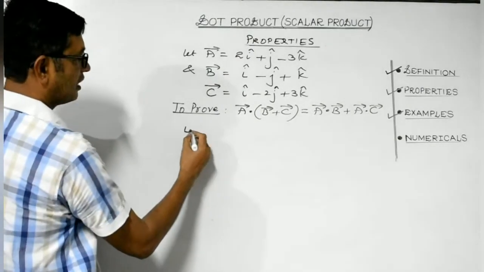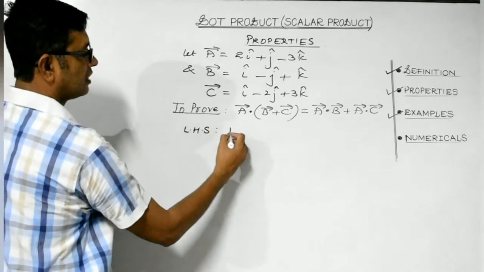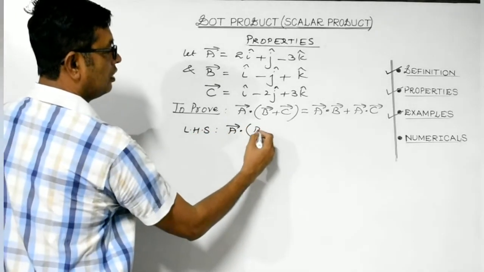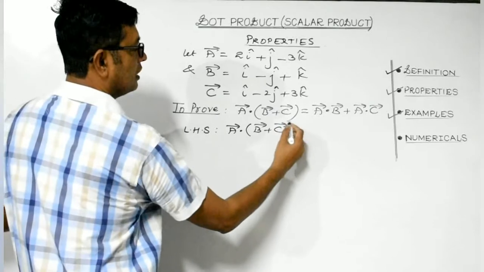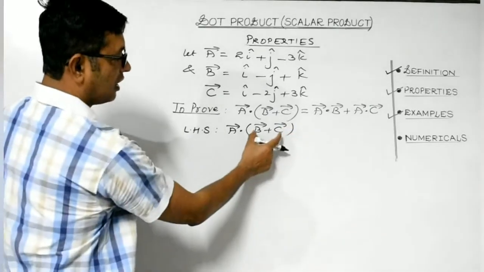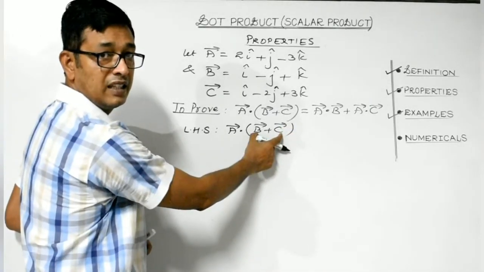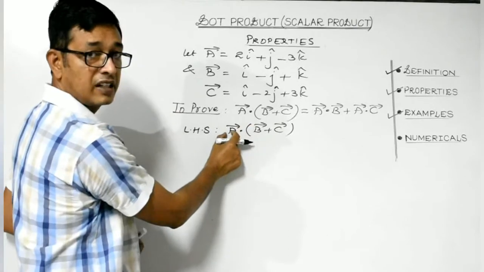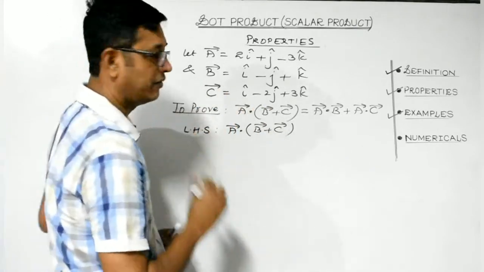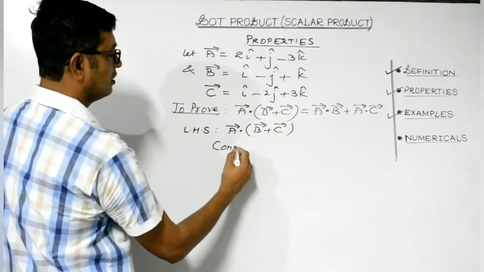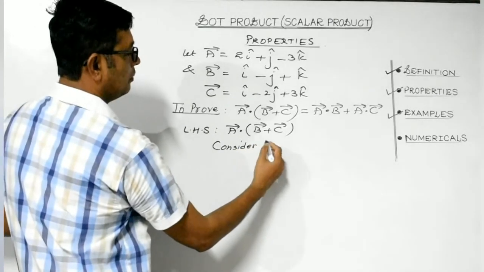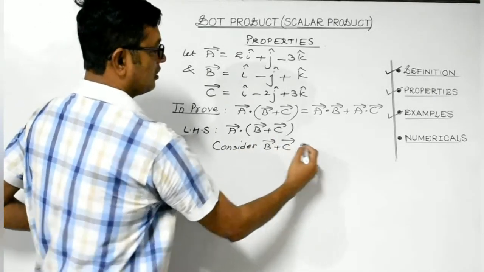So for this, let's consider the left hand side. Left hand side is A vector dot (B vector plus C vector). So first we will consider this particular term, and then we will consider the dot product of A vector and the result of B vector plus C vector. So let's consider B vector plus C vector.